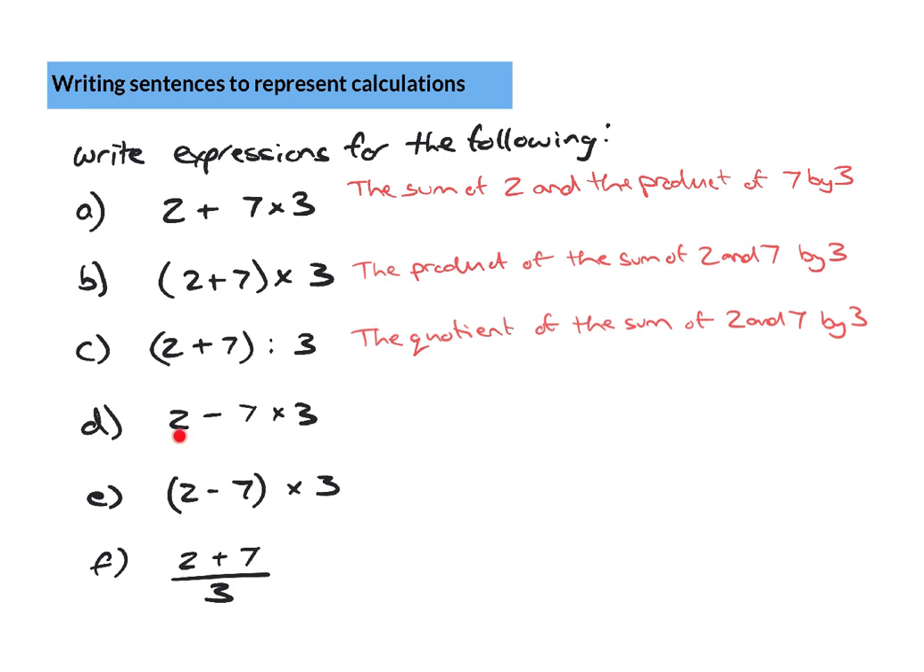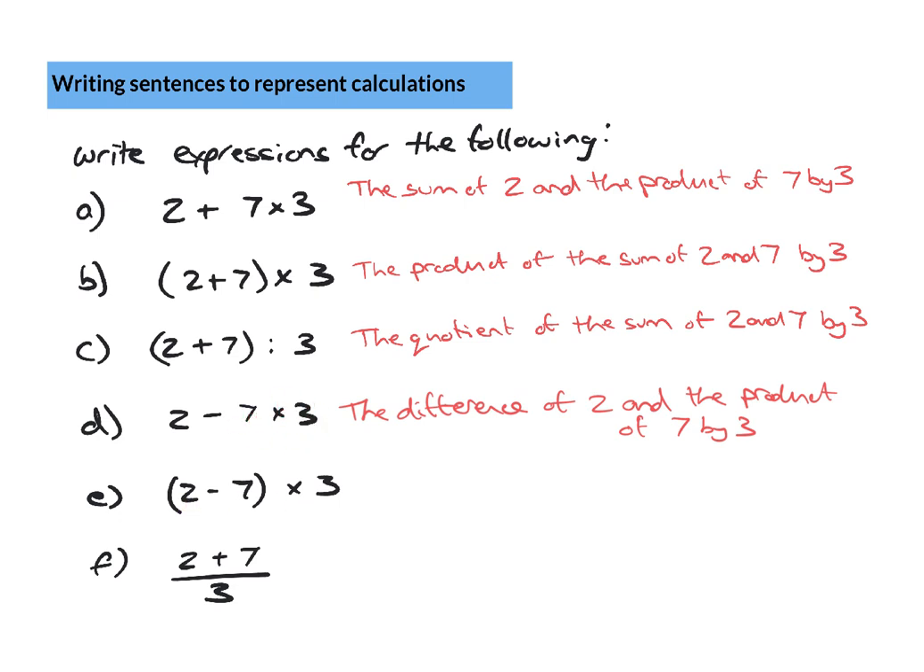D. It's 2 minus 7 times 3. So it's going to be a difference question and a product question, a difference statement and a product statement. So we have the difference of 2 and the product of 7 by 3. Difference because it's a takeaway, 2, which is the first one, and this one is a product of 7 by 3.